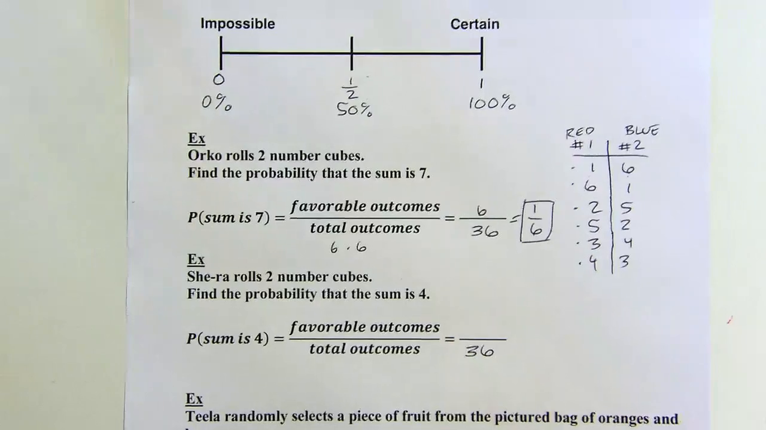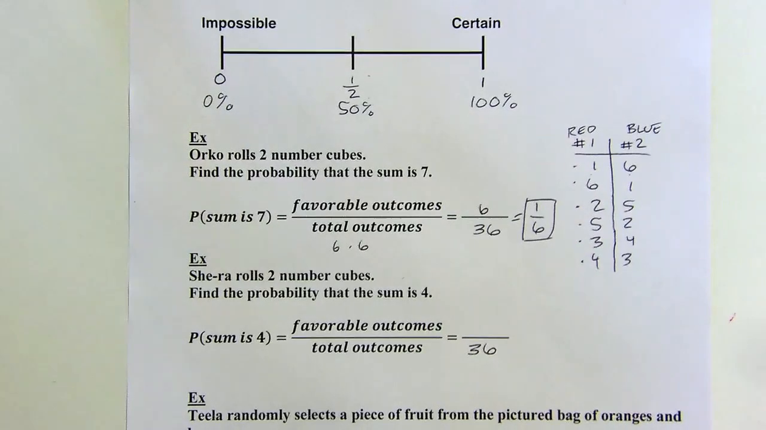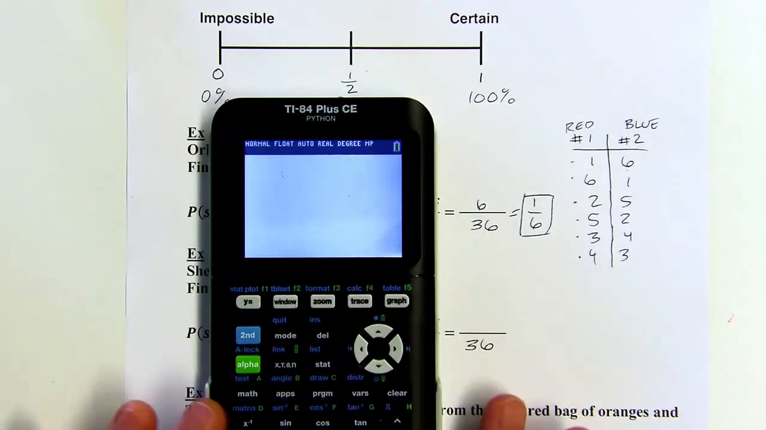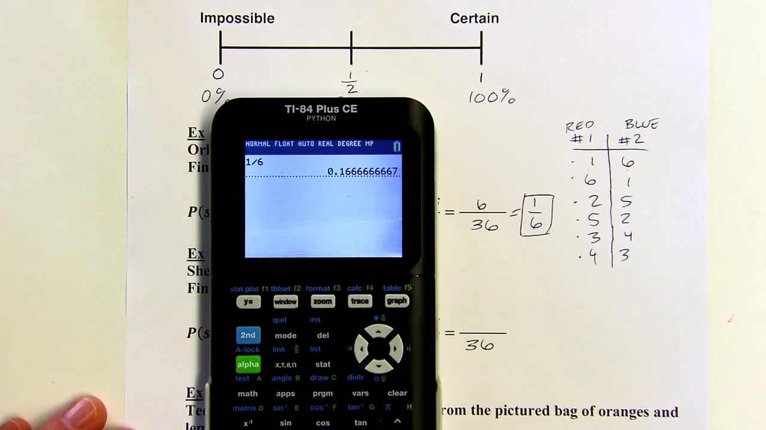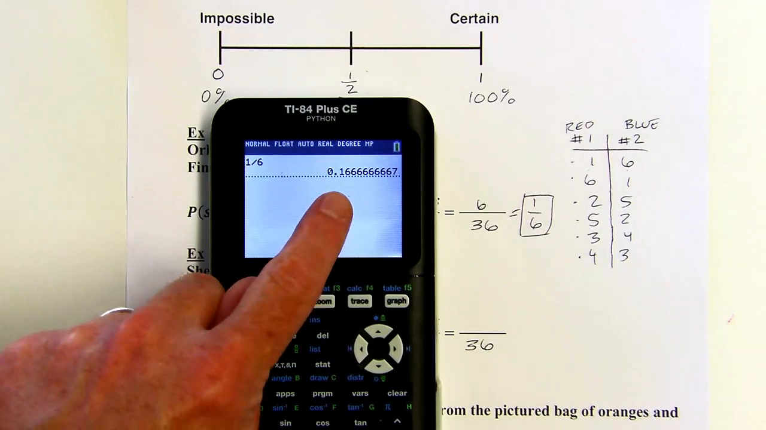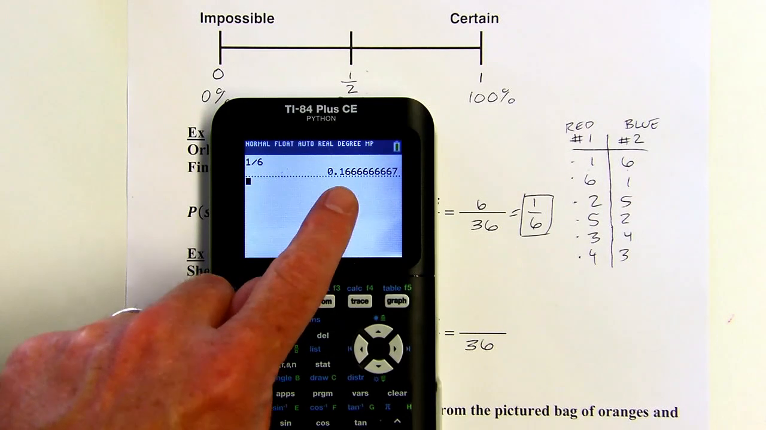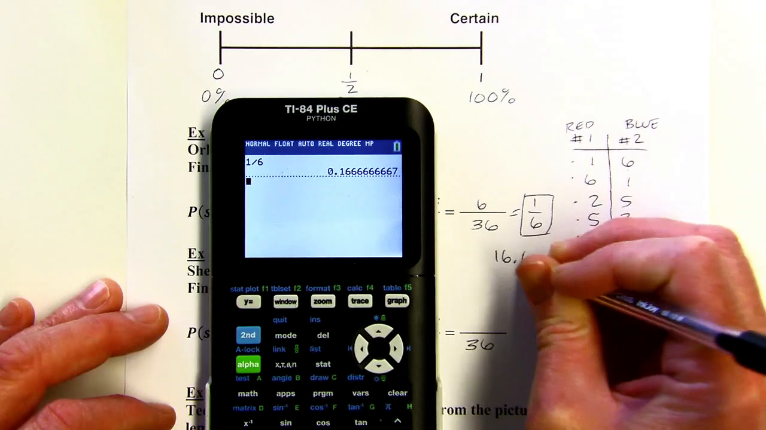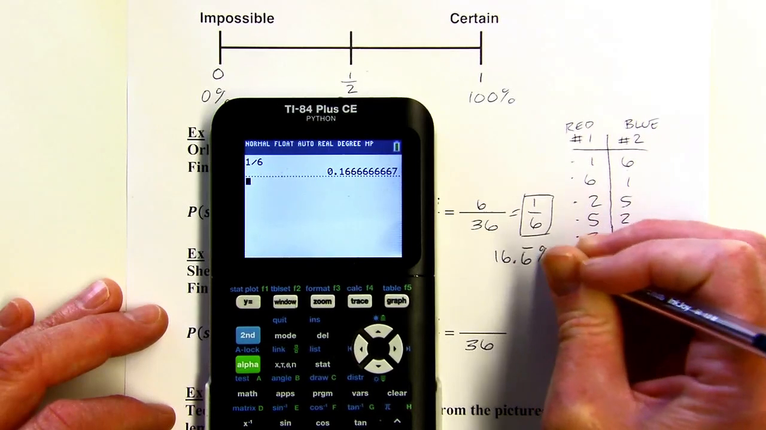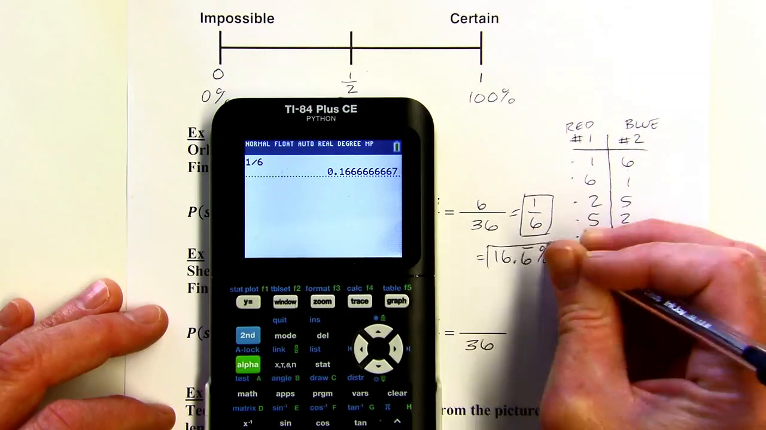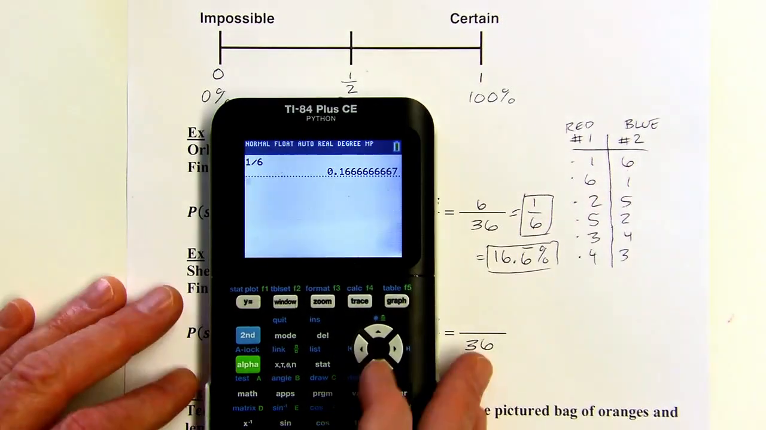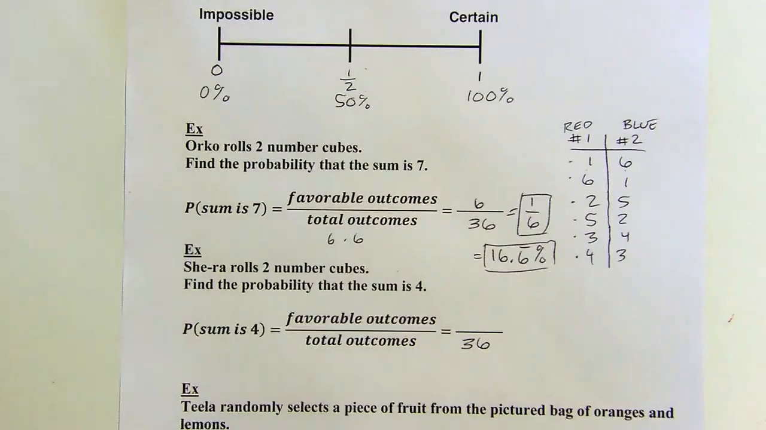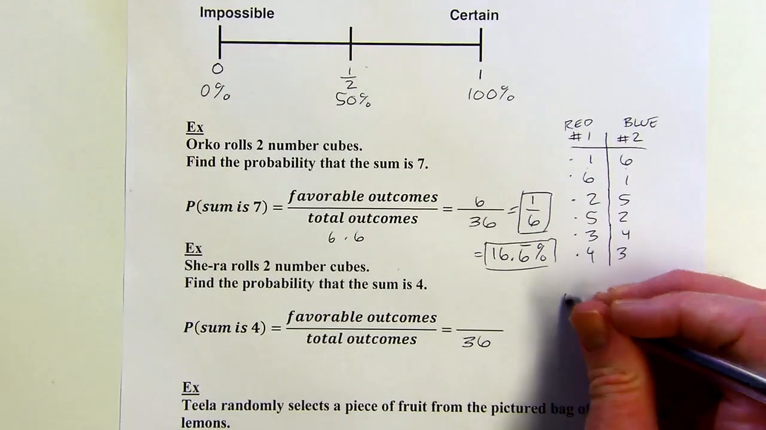And you could change that into a percentage as well by putting it into a calculator, right? 1 divided by 6 is that as a decimal, and to make it a percentage, move the decimal 2 spots over. So this would be 16.6% with that last 6 repeating. Most of the time I'm going to write mine as reduced fractions, but just to show you, you could go either way. All right, and then find the probability that the sum is 4.